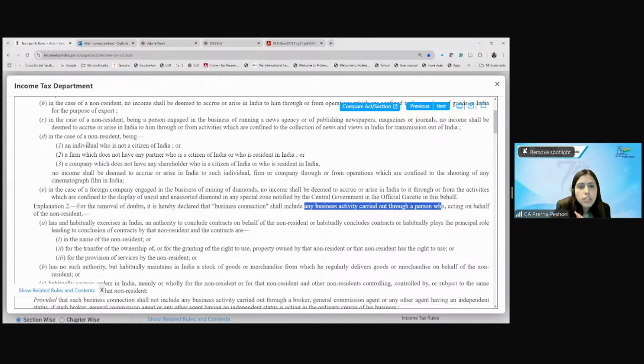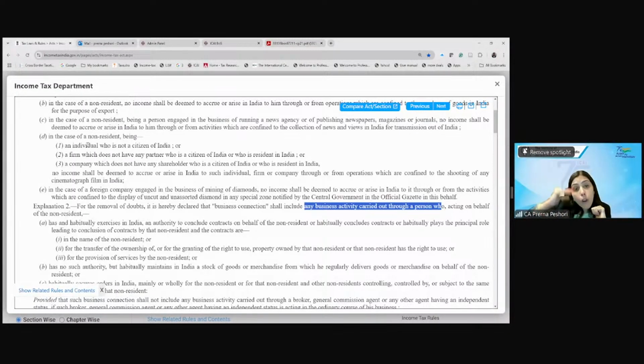There is a similar term under the tax treaty, which is the permanent establishment, which also has a similar clause. So even from the tax treaty perspective, the non-residents were able to avoid the permanent establishment constitution. In the Act you have the business connection, and in the tax treaty you have a permanent establishment, which is nothing but the equivalent term of the business connection. By this way, they were able to avoid the constitution of a source in India.